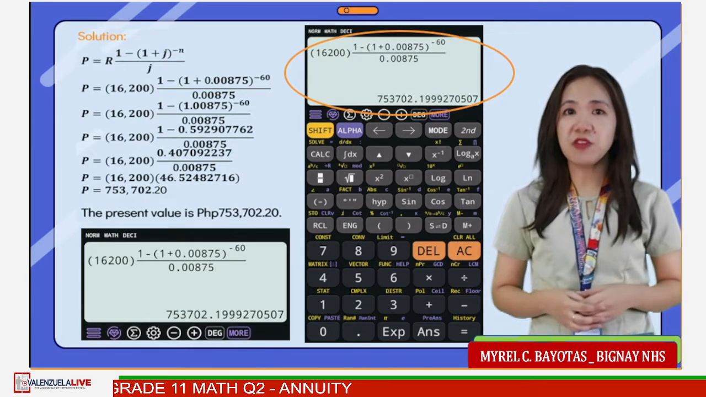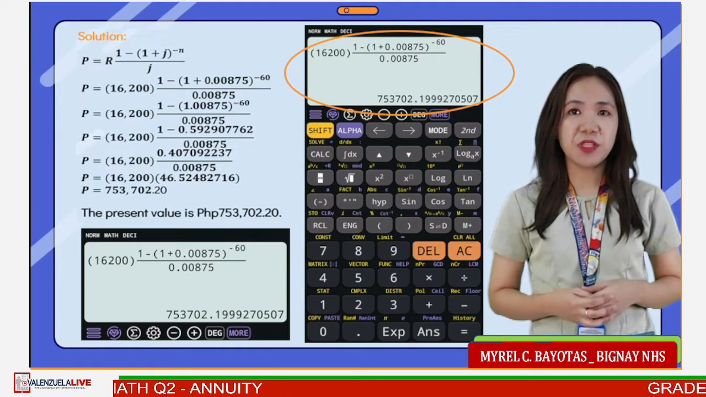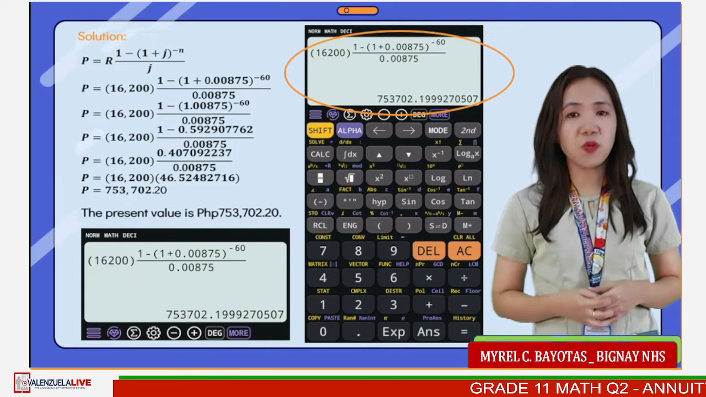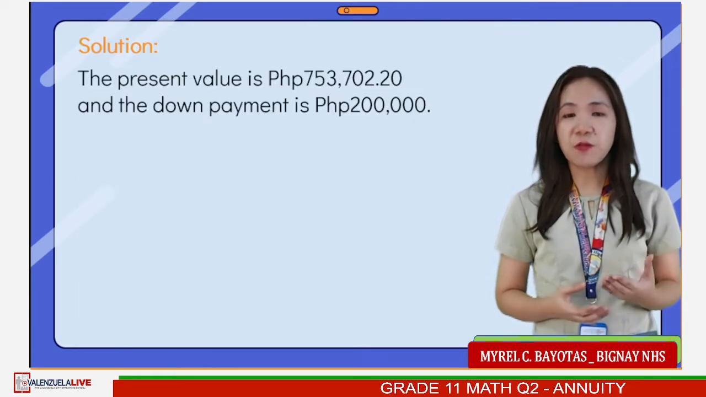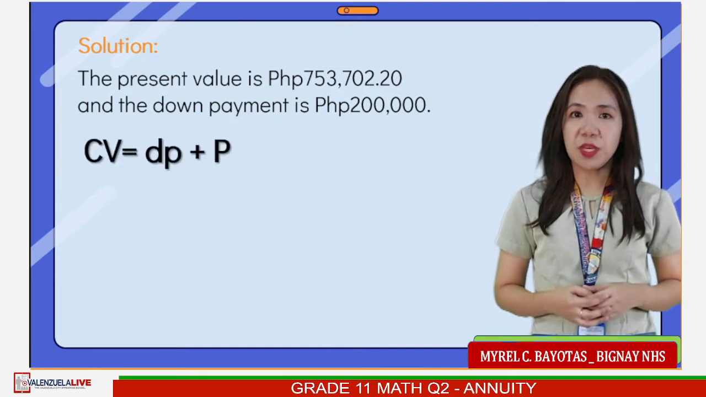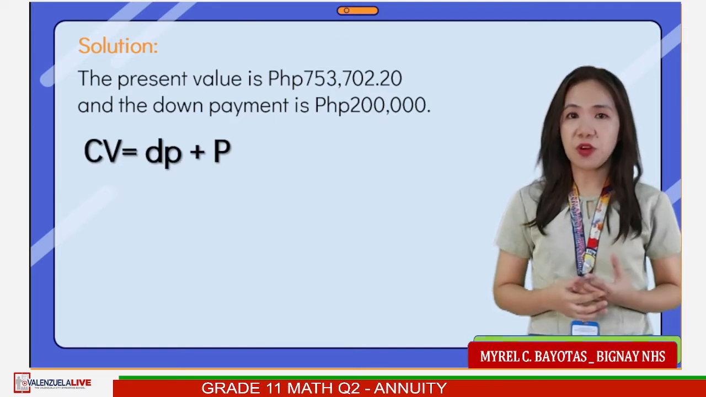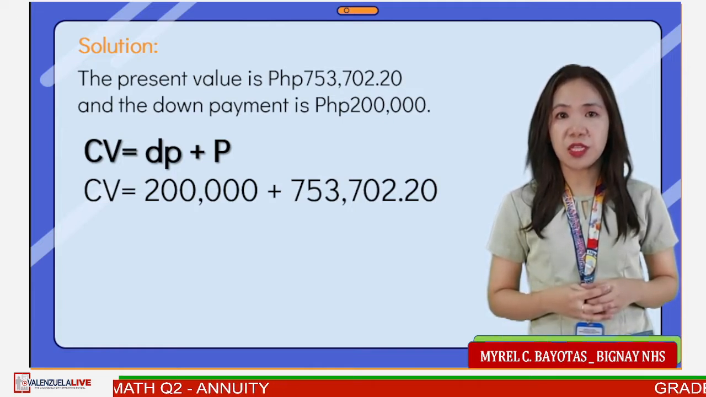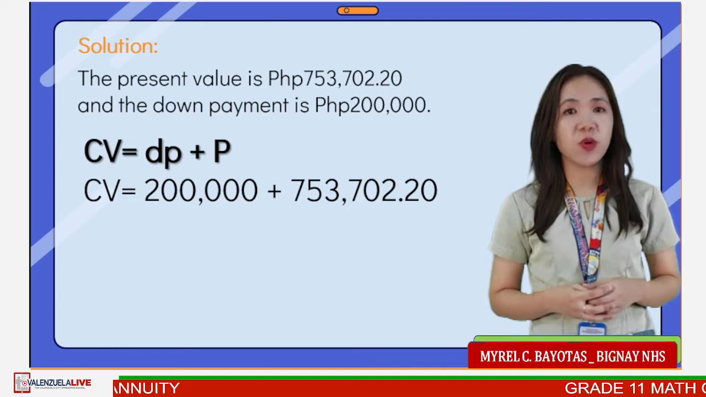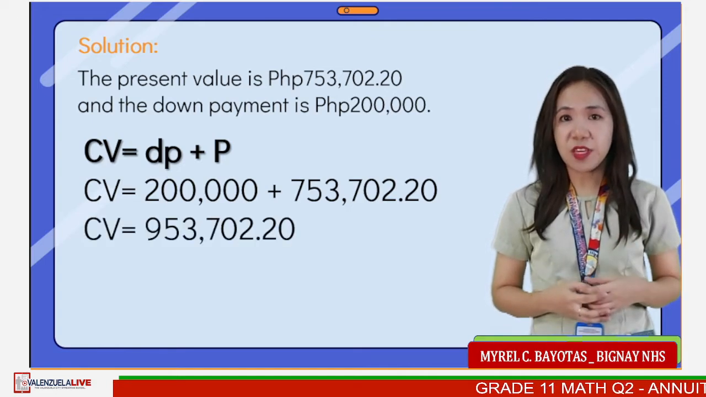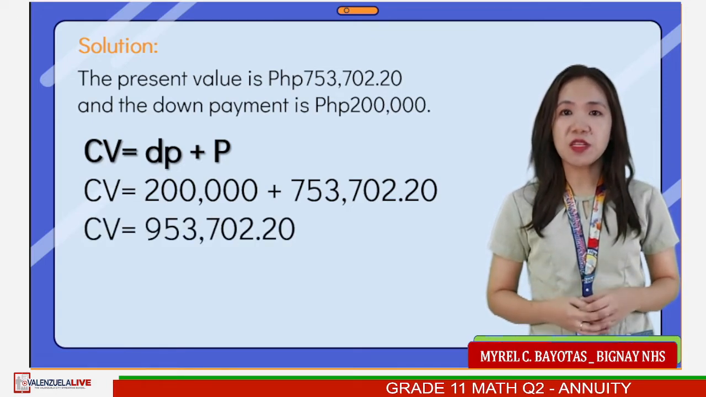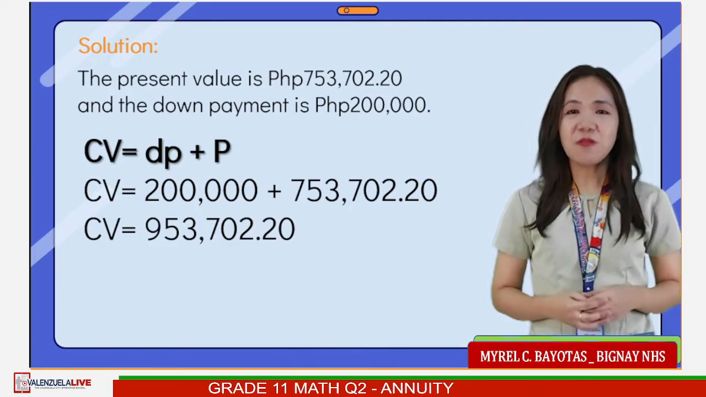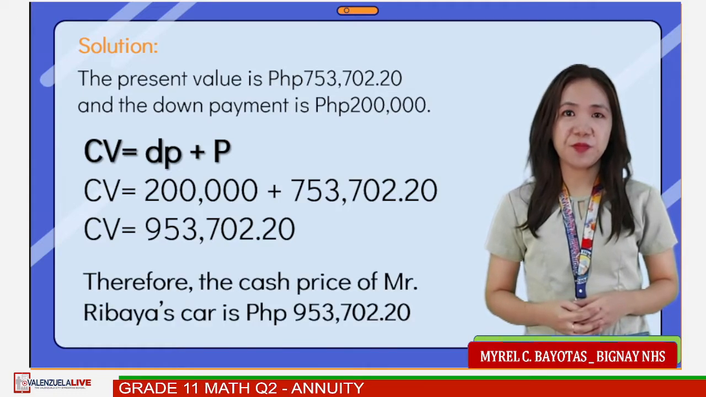Recall that the present value computed is 753,702.20 pesos and the down payment is 200,000 pesos. Applying the formula, CV equals DP plus P. By substitution, CV equals 200,000 plus 753,702.20. By adding, CV equals 953,702.20.